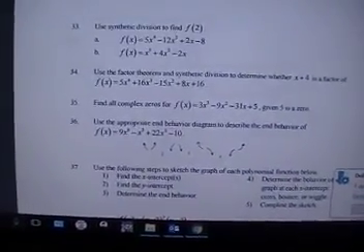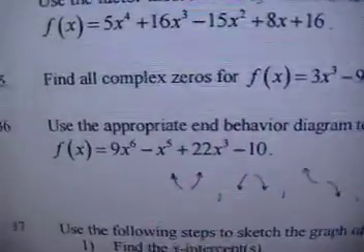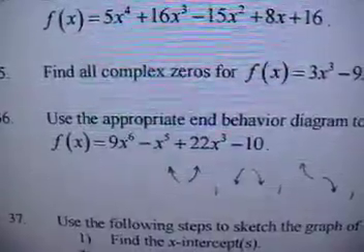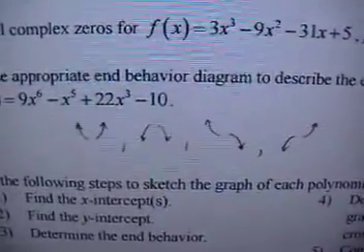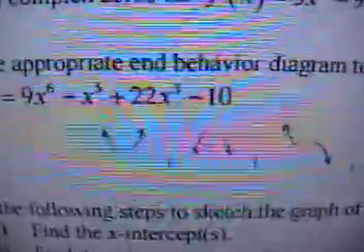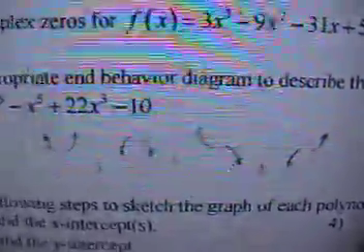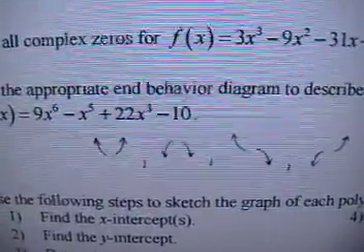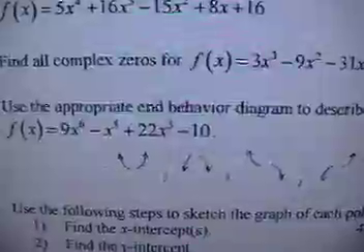Let me jump down to 36 next, because it's shorter and it'll fit on my paper better. Here we have a polynomial, and they want to know what's the end behavior of the graph, which is one of these 4 pictures here. Either both arrows are going up, both arrows are going down, or you got one of each, one up and one down. And it's all determined by the degree and the leading coefficient.